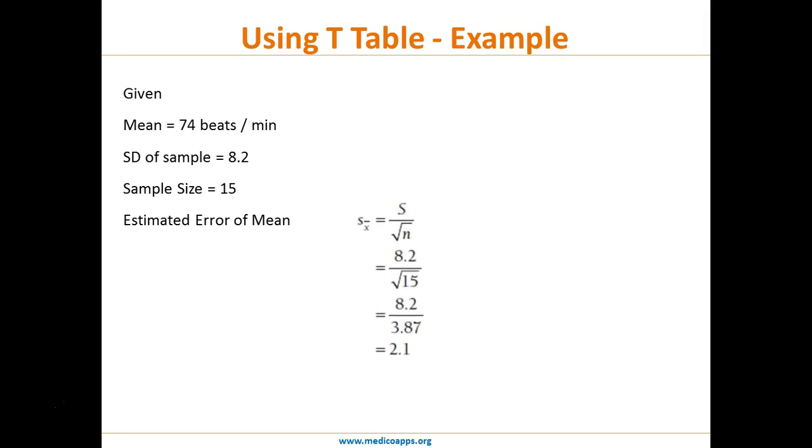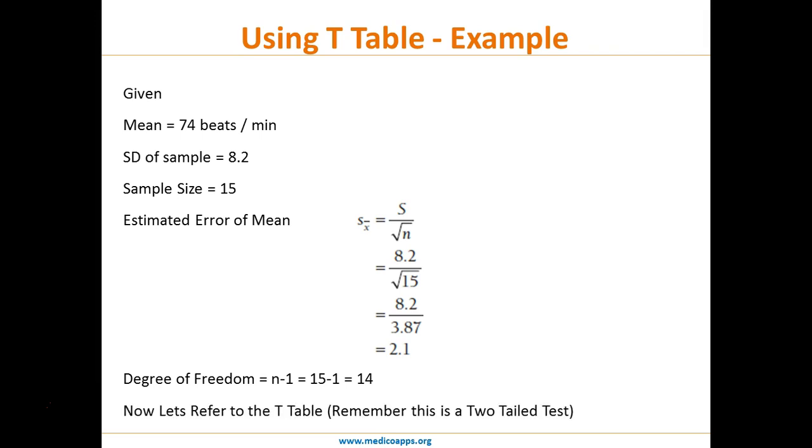Now the calculation. The standard error of mean is the standard deviation divided by the square root of the sample size. So 8.2 divided by the square root of 15 comes to 2.1. So the standard error of mean in this case is 2.1. Degrees of freedom: since the sample size n is 15, the degrees of freedom will be 15 minus 1, which is 14. Now let's look at the T table.